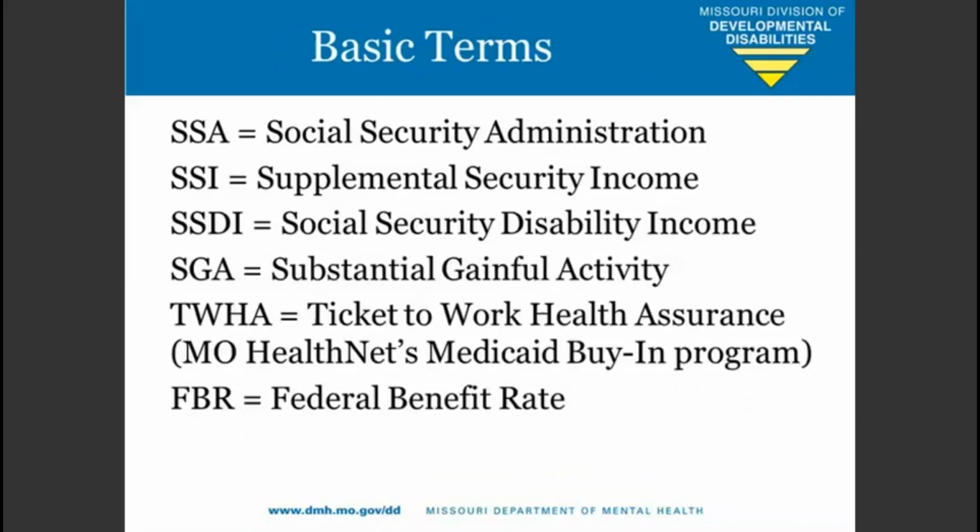All right, so some basic terms that you are going to hear about today and in our future discussions. SSA, which usually refers to Social Security Administration. SSI usually refers to Supplemental Security Income. And SSDI refers to Social Security Disability Insurance. SGA refers to Substantial Gainful Activity. TWHA refers to Ticket to Work Health Assurance. This is MO HealthNet's Medicaid buy-in program. And then the last one that you'll see a lot, FBR, which stands for Federal Benefit Rate.